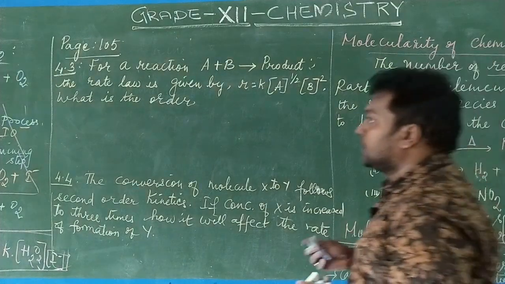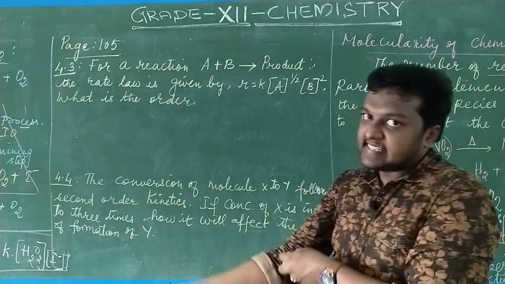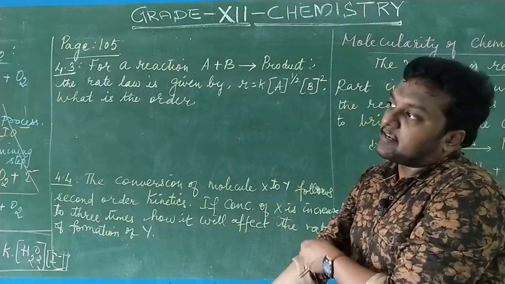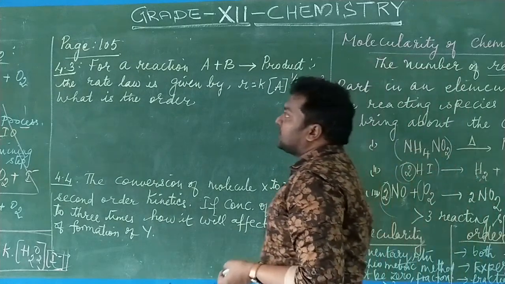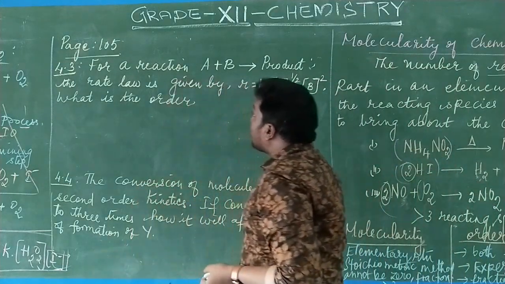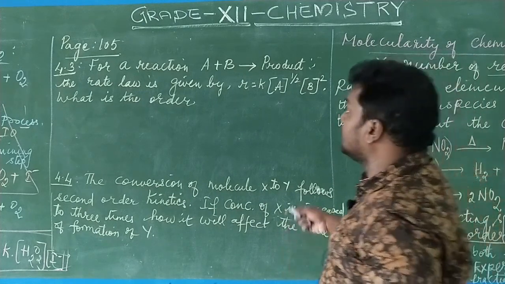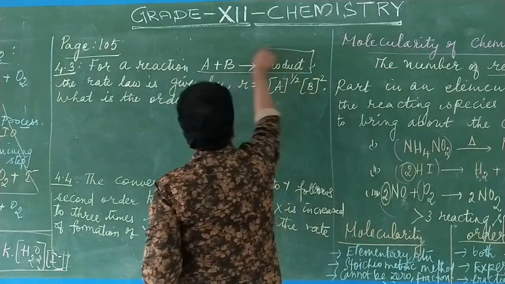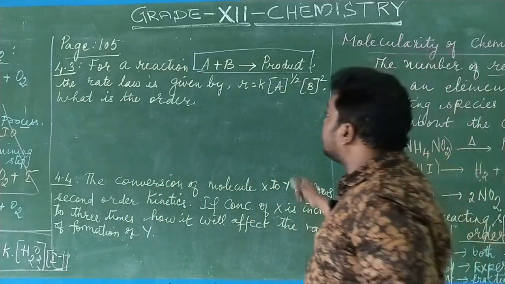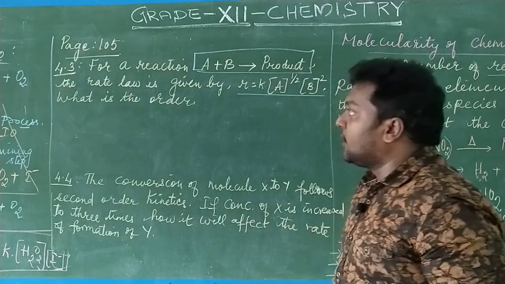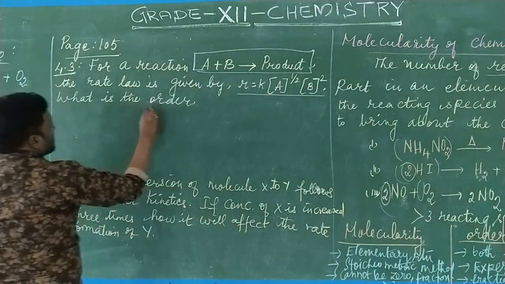So now in the textbook, page number 105, it's not an example sum, it is an in-text sum. So exercise problem 4.3: for a reaction A plus B gives a product. What is the reaction involved? A plus B reacts to give rise to the formation of product. The rate law is given with values. What is the order of the reaction? So we have to find the order of the reaction.